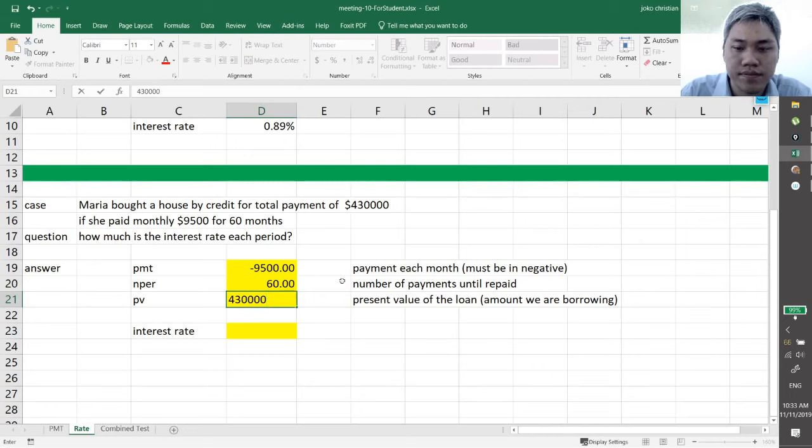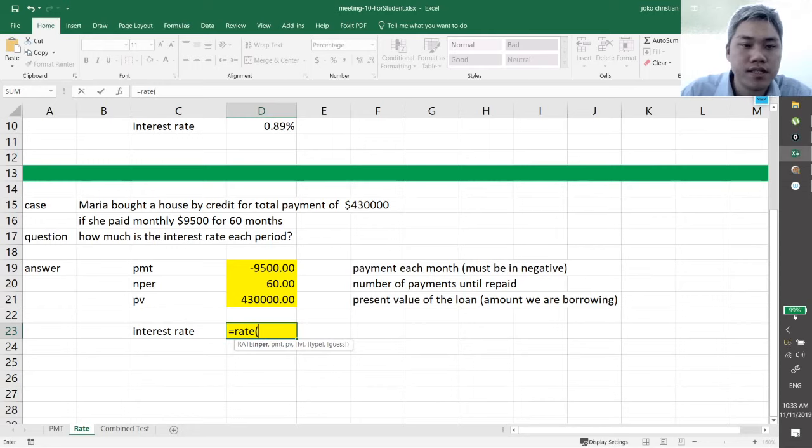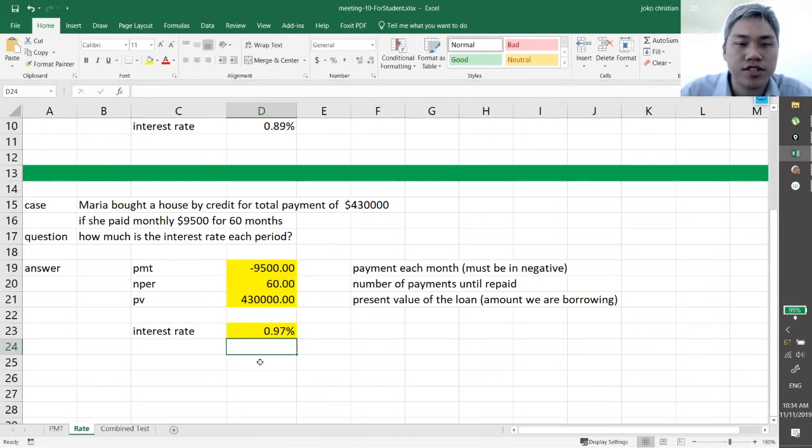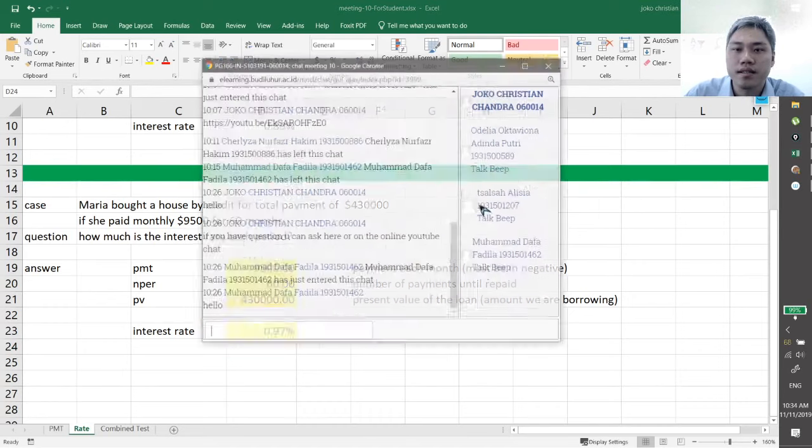$430,000. Okay. So the interest rate should be equals to rate, open parenthesis, number of payments, comma, payment for each month, PMT, and comma, present value. Okay, so this is the interest rate of 0.97%.